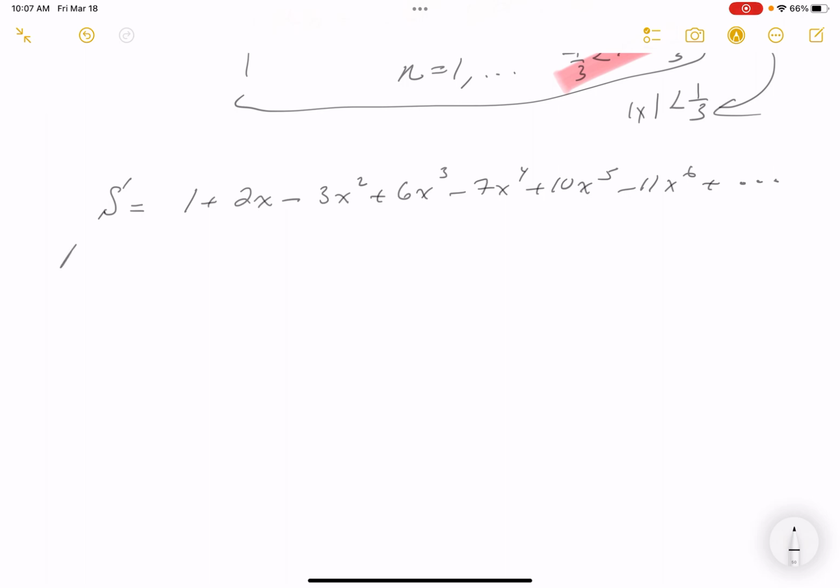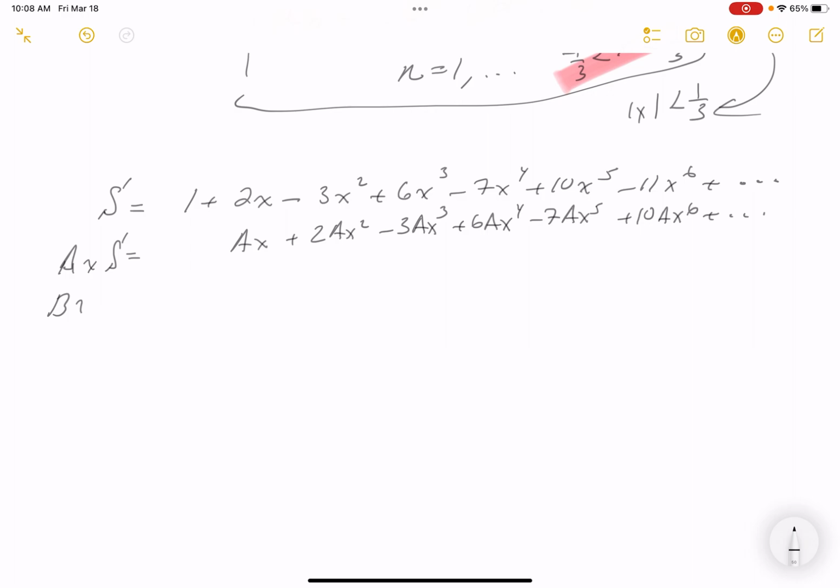So let's write down aX times S. You're going to get aX plus 2aX squared minus 3aX cubed plus 6aX^4 minus 7aX^5 plus 10aX^6, and so on.